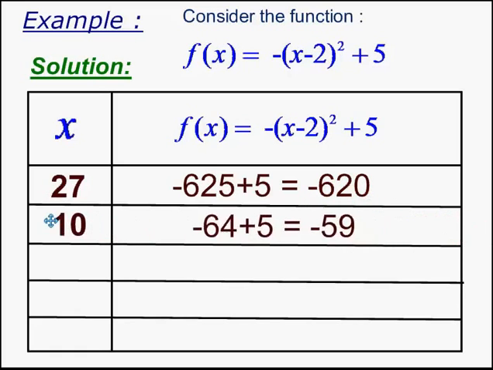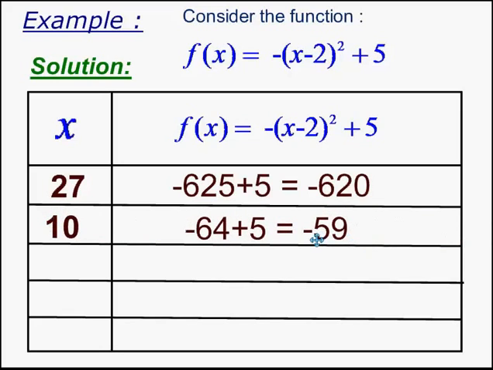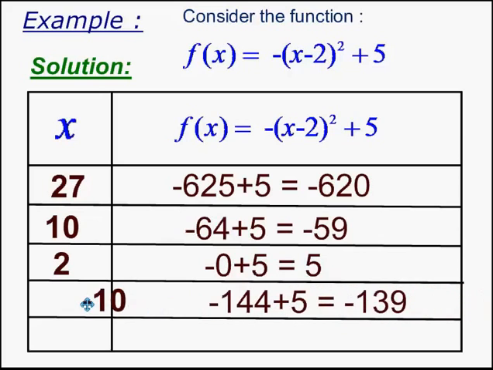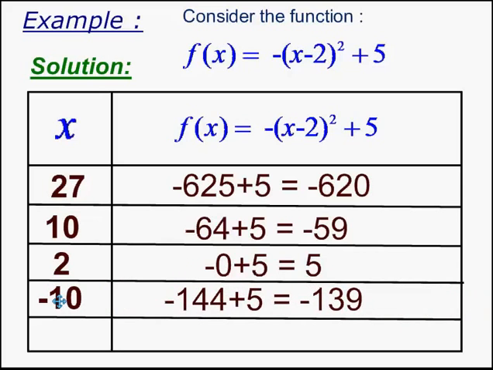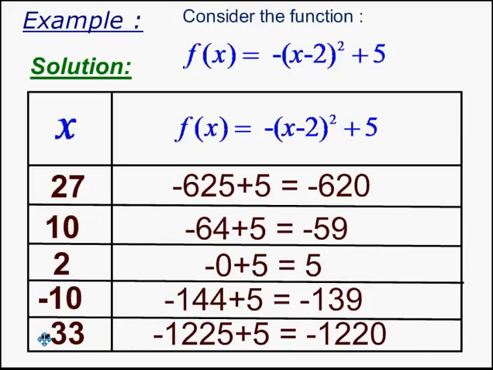Let x be equal to 10, which gives us f of x is equal to negative 59. One more value, let x be equal to 2. When x is 2, this quantity vanishes, that is, it becomes 0. Therefore, f of x will be equal to 5. Now, let us take some negative quantity, so that is negative 10. For negative 10, we get f of x is equal to negative 139. Also, one more value, negative 33, which gives us f of x is equal to negative 1220.